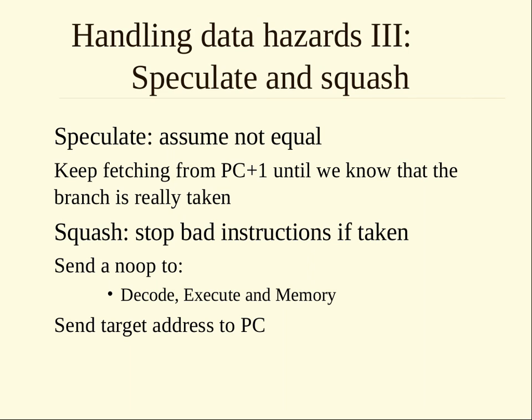Speculate and squash. So that's what we're doing. We're speculating. Assume not equal, keep fetching. Stop bad instructions. Basically, you just send a no-op to decode and execute in memory. Whenever you mispredict the branch, you stall for 3 cycles. And then you send the target to the PC and it restarts.